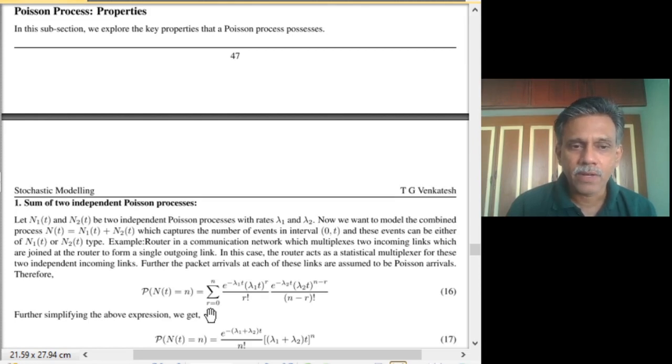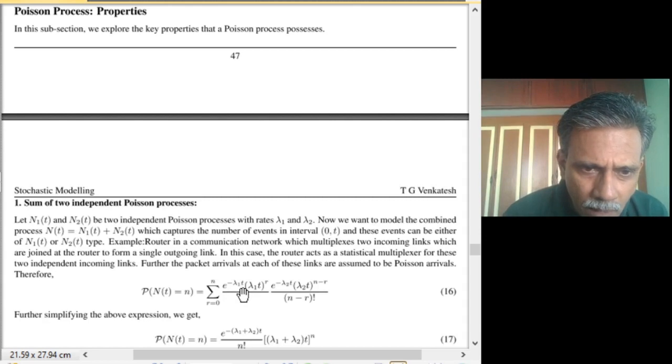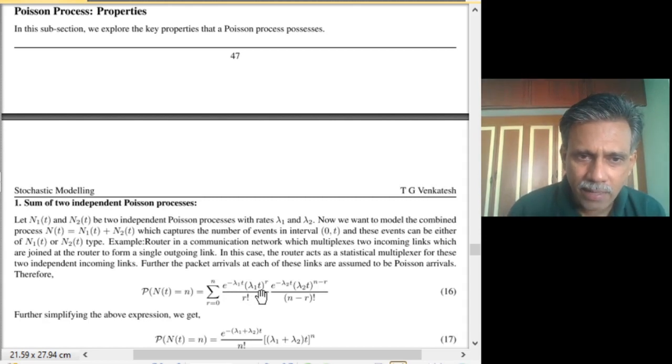That is the sum over r varying from 0 to n of r events due to the N1 process and n minus r events due to the N2 process. So the probability that r events occur due to the N1 process, whose rate is lambda 1, is given by e power of minus lambda 1 t, because the rate is lambda 1 and the duration is t.